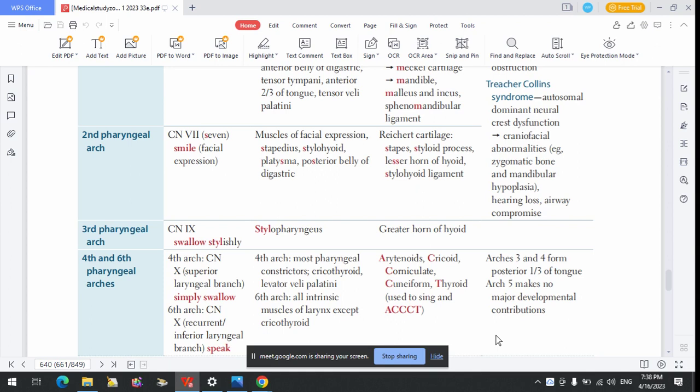Do you want to try that? Okay, so we are talking about the fourth and the sixth. I remember what was said about LR6. The sixth arch gives rise to the recurrent laryngeal branch of the vagus nerve. The fourth one should be the superior laryngeal branch. Then the other ones are the cartilages. I remember the ACCT.